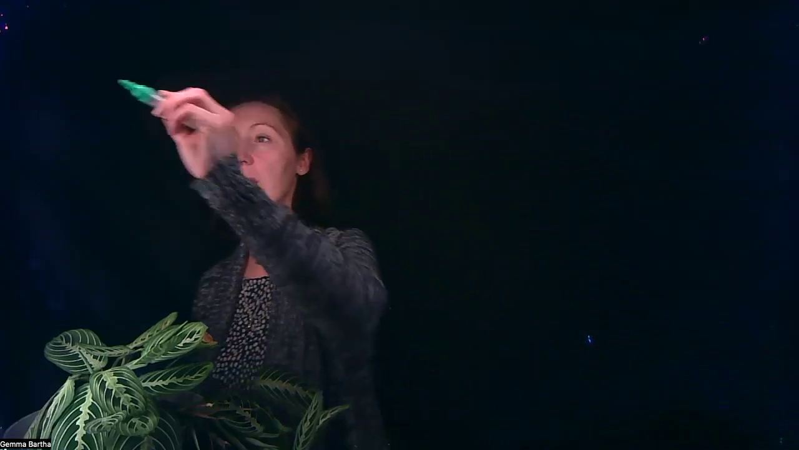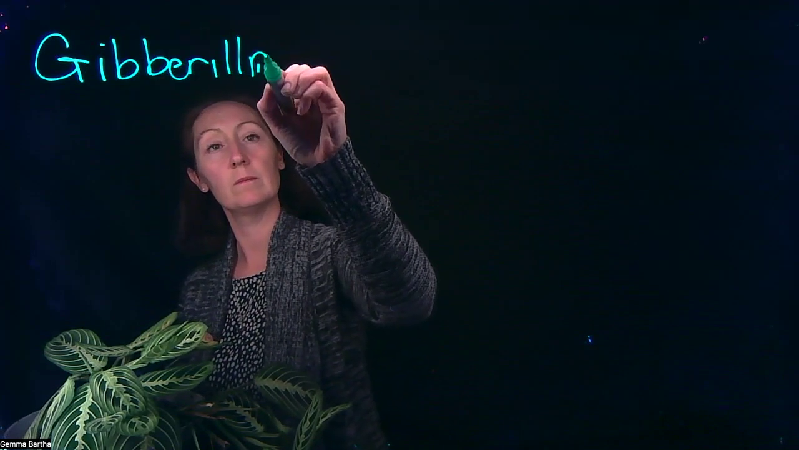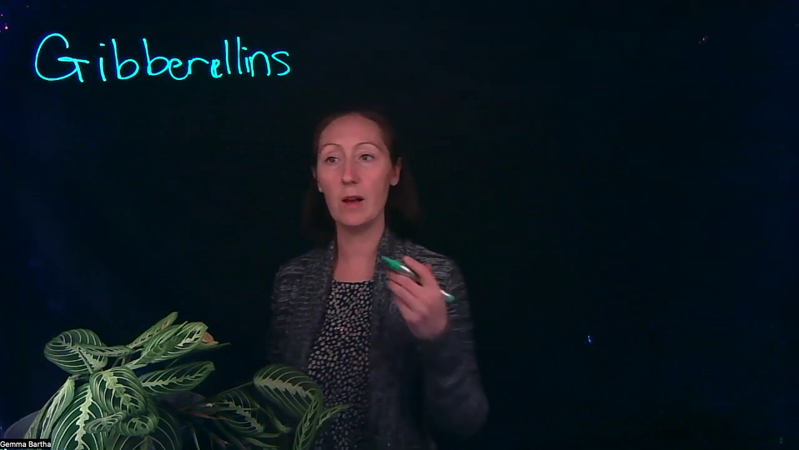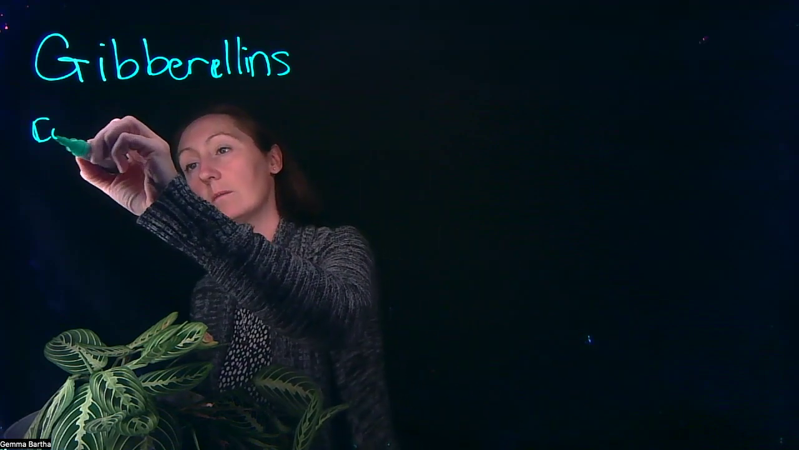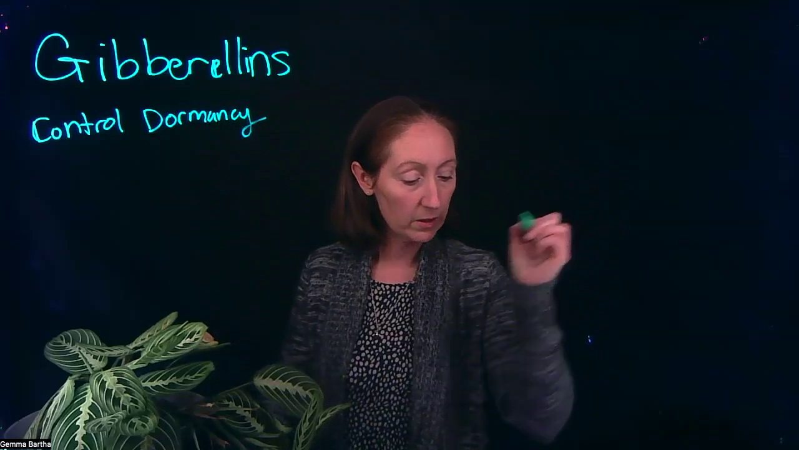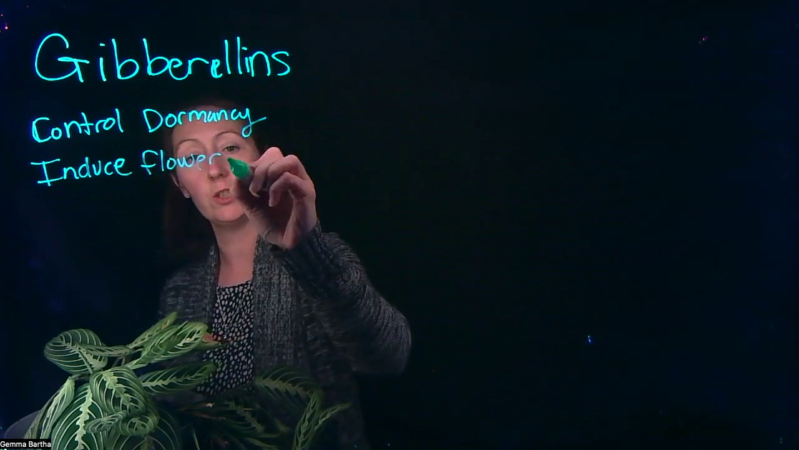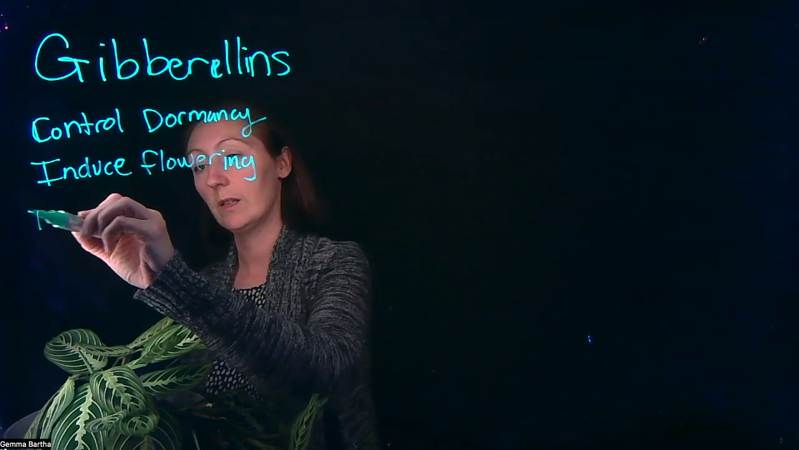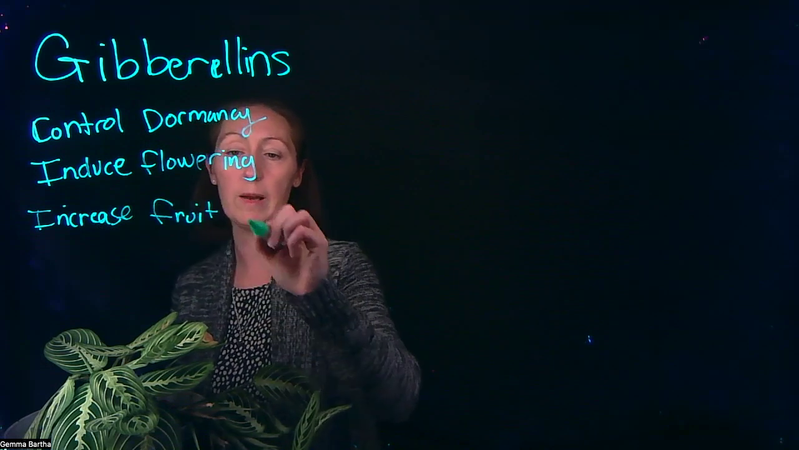Okay, so the next plant hormone that we're going to be talking about is gibberellins. And gibberellins have a variety of things that they do for the plant. So they control dormancy. They are going to induce flowering and also aging. And they're also going to increase the size of fruit. And we'll talk a little bit about how it does that.